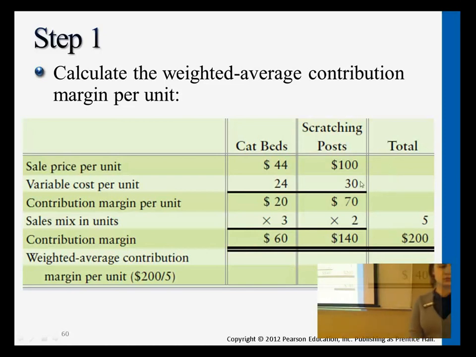Now what am I going to do? I'm going to go back to sales mix in units and I will sum up those units that were for cat baths and the scratching posts that were identified there. Right? So I'll take a 3 and I'll add a 2. So to calculate my weighted average contribution margin per unit, I'll take my total contribution margin of 200, and I'll divide it by sales mix in units. And that would be your weighted average contribution margin per unit, or $40 here.